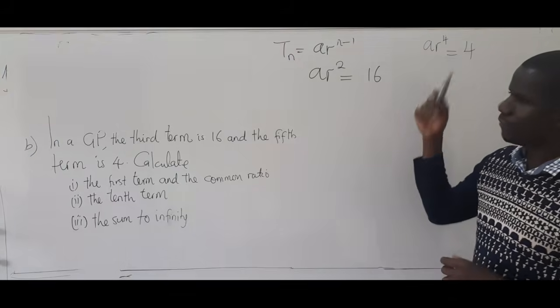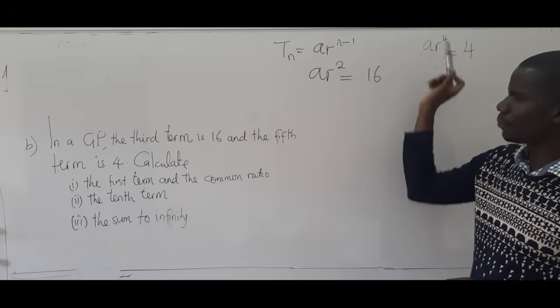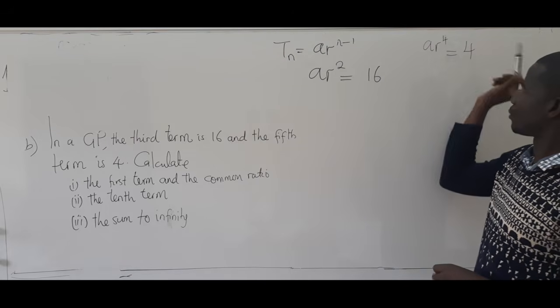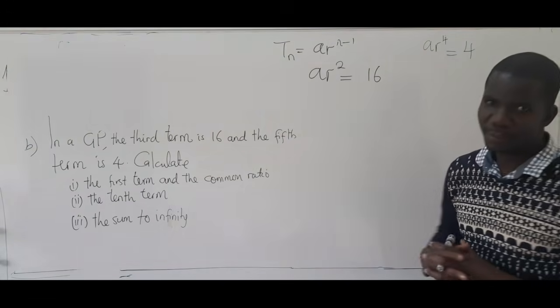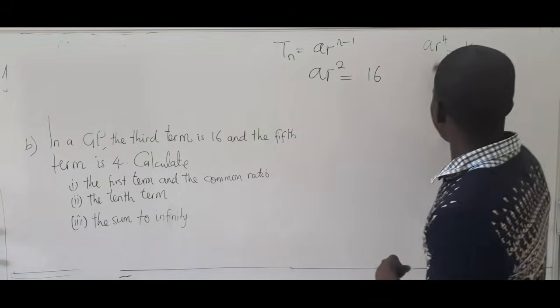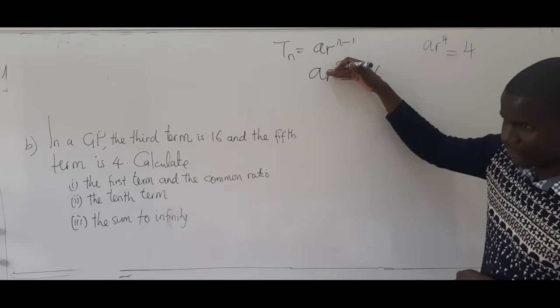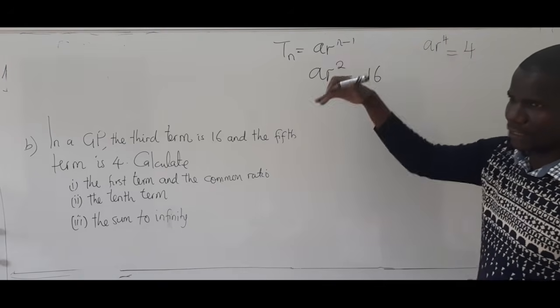This is the equation for the fifth term. So we are saying it's n minus 1, which is 5 minus 1, we get 4. Now we need to solve these two equations simultaneously. So what are we supposed to do? We divide the second equation by the first equation.